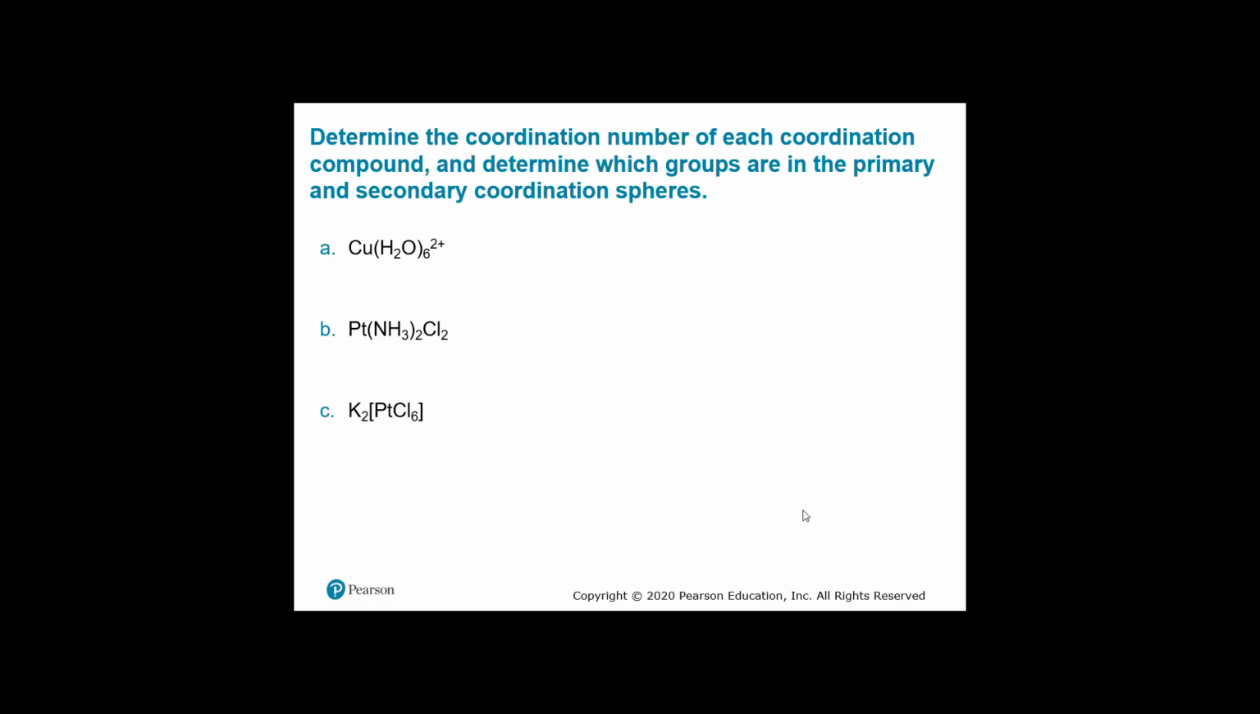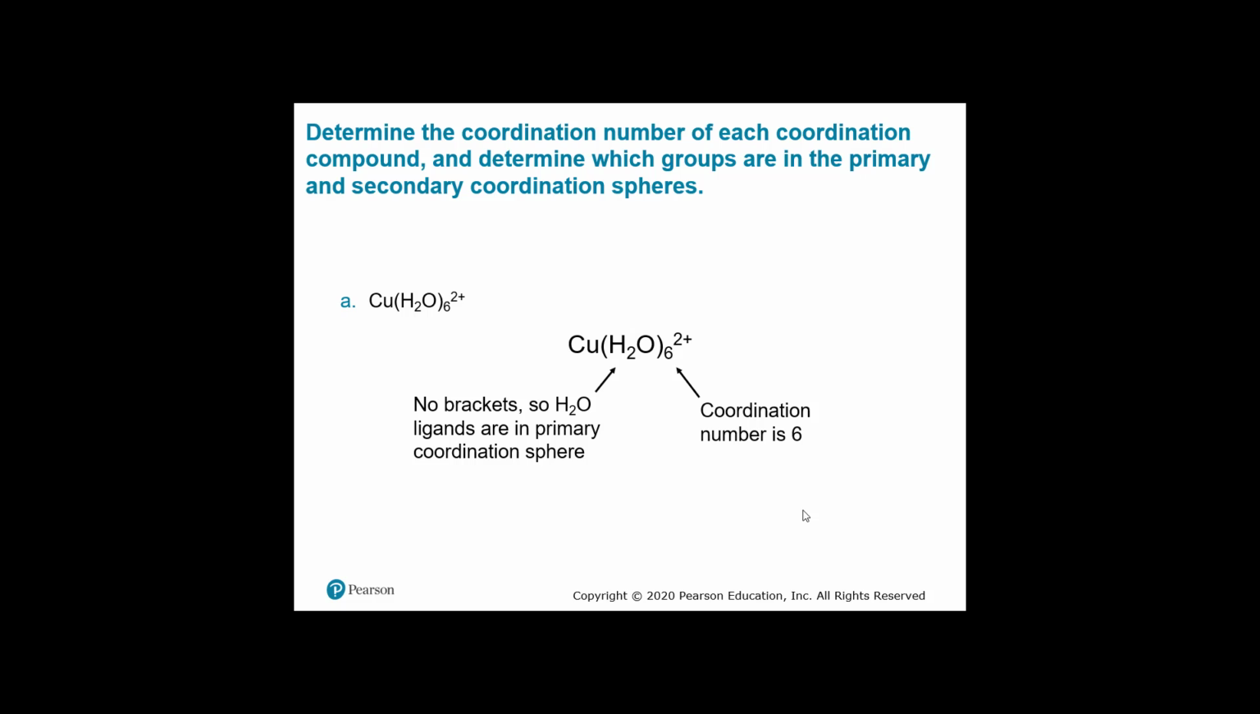All right, so let's determine the coordination numbers of these and determine which groups are in the primary and which are in the secondary. If we look at this first one and break it down, there are no brackets. That means that the water ligands are in the primary. They are primary valence, so they are ligands that are attached to the metal, and the coordination number is 6.